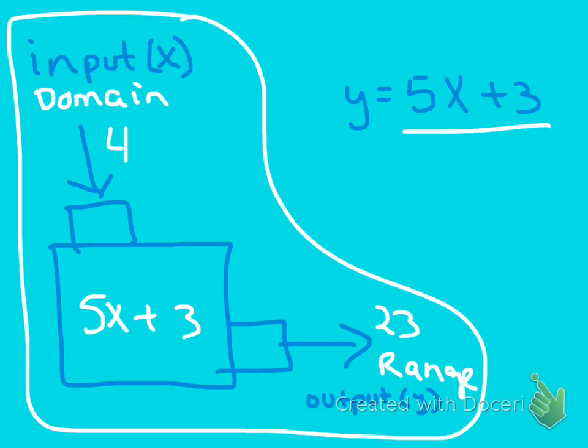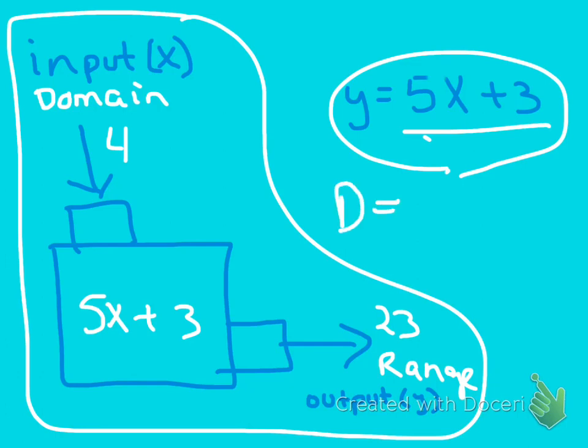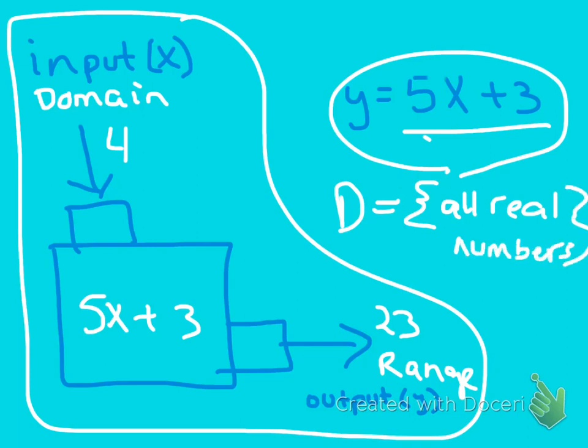So some functions, you can put any number in, and it won't be a problem at all. For example, this 5x plus 3, I could put in any number and multiply by 5 and add 3. So I would be allowed to put a number in, so my domain will be the set of all the numbers, and we call them all real numbers. So I'm allowed to put any number into that function, and I'll get out a number.